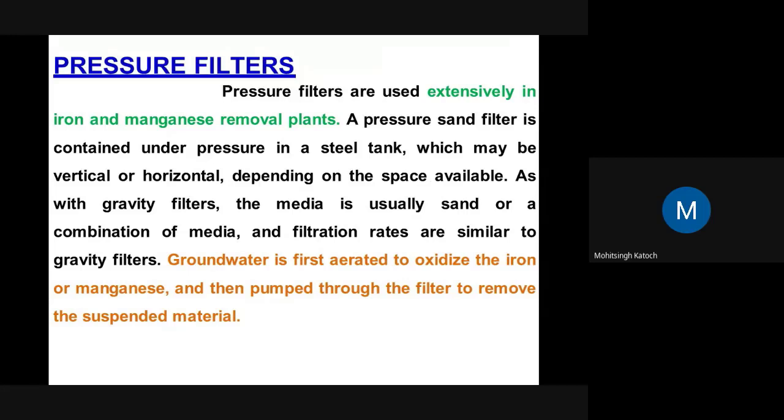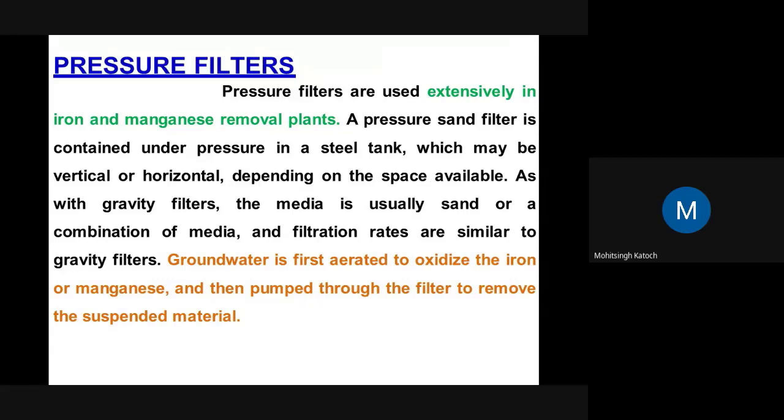A pressure sand filter is contained under pressure in a steel tank, which may be vertical or horizontal, depending on the space available. As with gravity filters, the media is usually sand or a combination of media, and filtration rates are similar to gravity filters, generally rapid sand gravity filters. So groundwater is first aerated to oxidize the iron or manganese and then pumped through the filter to remove the suspended material. So keep this in mind.